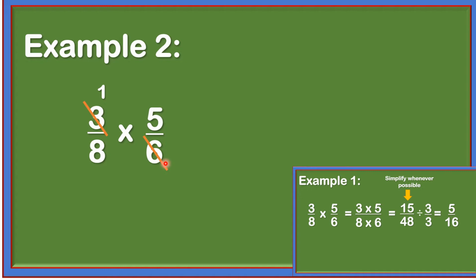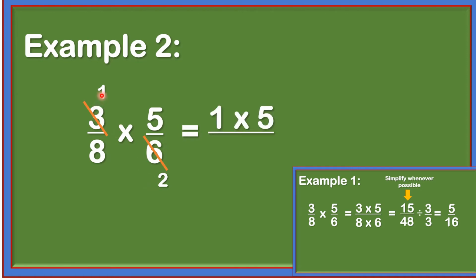Ang 3 is divisible by 3, which is 1. Ang sagot. While ang 6, madidivide din ng 3, which is 2 ang sagot. So, that is why meron tayong 1 at saka 2 dito sa baba. 1 sa taas, 2 dito sa baba. Pero ang 5 at saka 8 ay hindi na madi-divide. Hindi na siya ma-reduce. So, dito pa lang, nag-reduce na tayo.